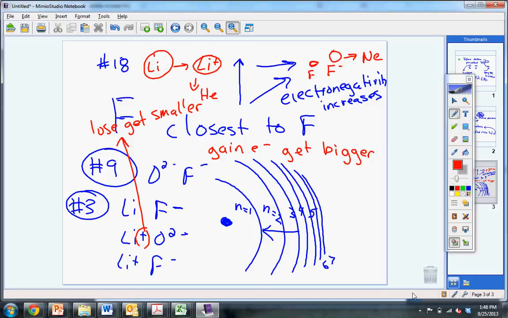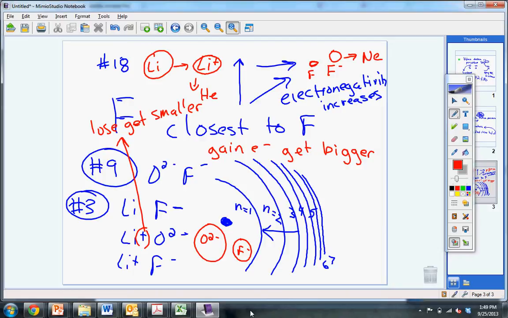And then O2 minus, here's the deal. If I gain more electrons, the one that gains 2, where this one gains 1, is going to be bigger than the one that gained 1. So here's oxygen 2 minus, and here's F minus. So that's your rule: the more that you gain, the bigger you're going to be, because there are more electrons than protons.